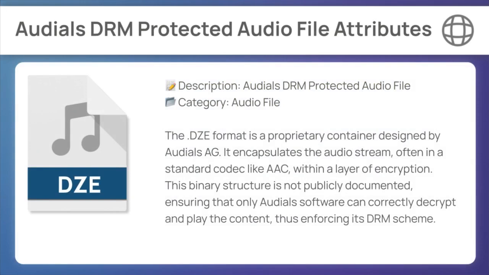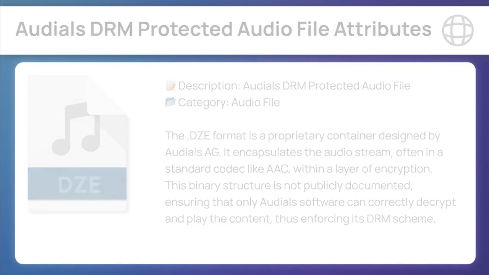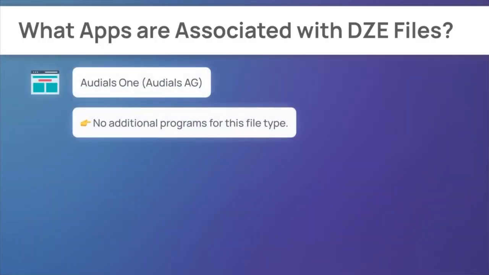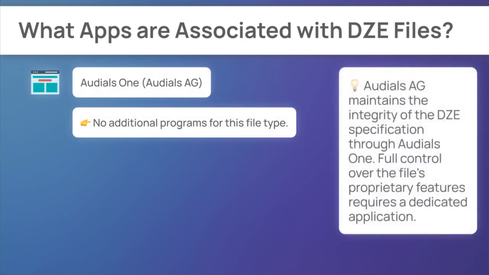It encapsulates the audio stream, often in a standard codec like AAC within a layer of encryption. This binary structure is not publicly documented, ensuring that only Audials software can correctly decrypt and play the content, thus enforcing its DRM scheme. Audials AG defined Audials 1 as the main handler for DZE files. Full control over the file's proprietary features requires a dedicated application. Windows supports basic audio functionality, though serious editing requires specialized software.